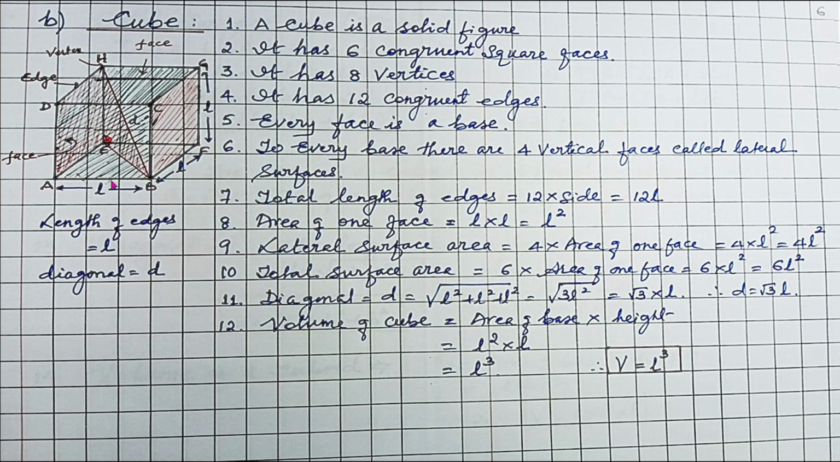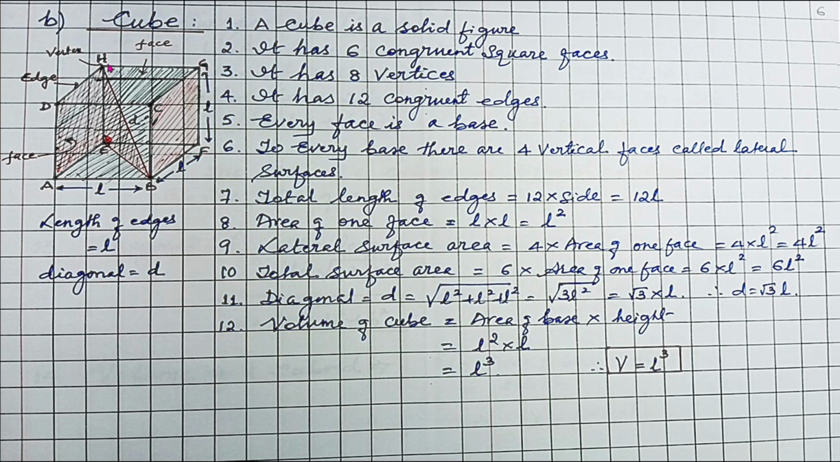The area of 1 square is L square, therefore 4 squares is 4L square. The total surface area is, we have to add the area of 6 square faces, congruent faces, and therefore it is 6L square. The diagonal D, the longest distance, is the diagonal. The diagonal D is equal to the square root of L square plus L square plus L square, that is square root of 3L square, which is square root of 3 into L.